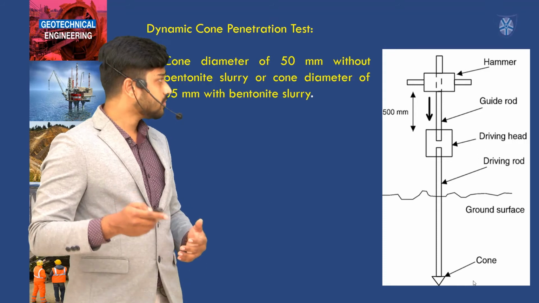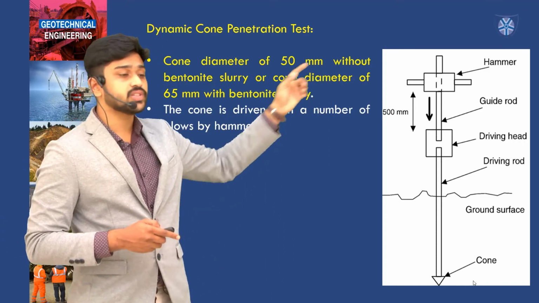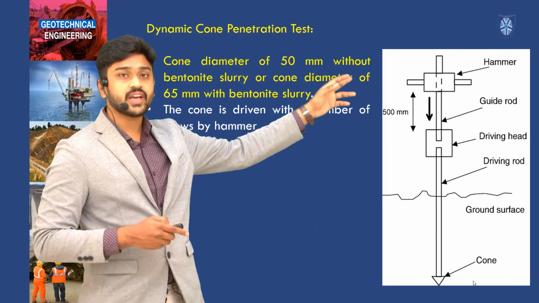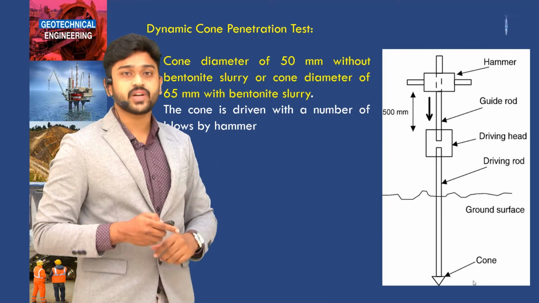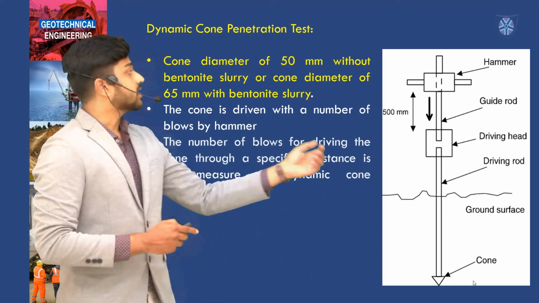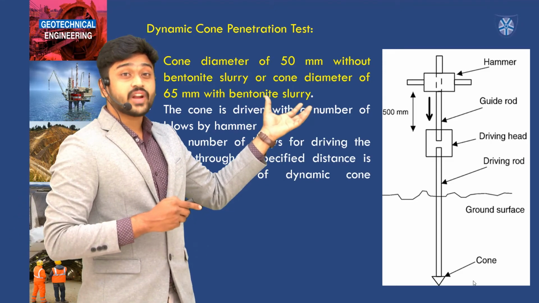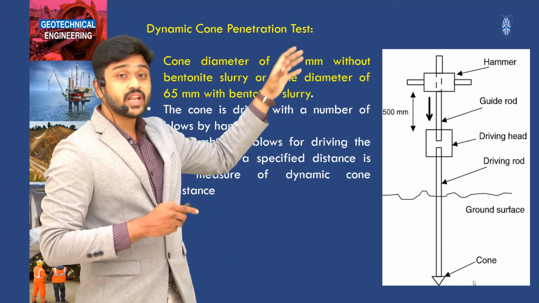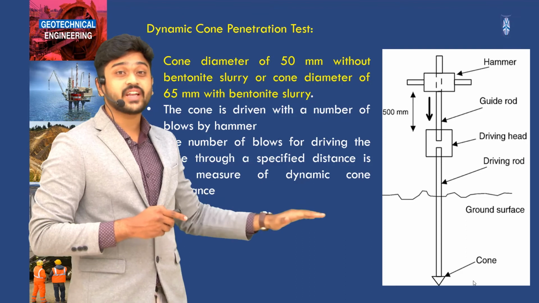Clear? Now apart from that, the cone is driven with a number of blows using this hammer. If you look at the diagram, there is a hammer here, so using this the driving force is given to this particular equipment, and then it is driven into the soil. Whenever we give this driving force, it depends on the number of blows given. So ultimately we need to record the number of blows at different intervals.